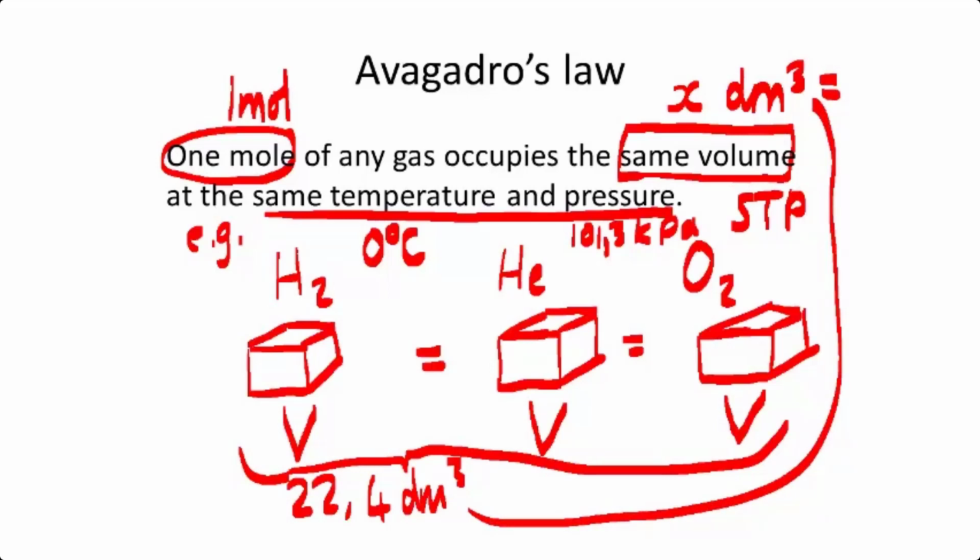At other temperatures and pressures, it wouldn't be 22.4 decimeters cubed, it would be something else, because gases expand when it becomes hotter and they are compressed. They take up less space when they are at a higher pressure. So at another temperature and another pressure, that particular volume would not be 22.4, but it would still be the same for hydrogen as it is for helium, as it is for oxygen under those particular conditions of temperature and pressure. And that's Avogadro's law.